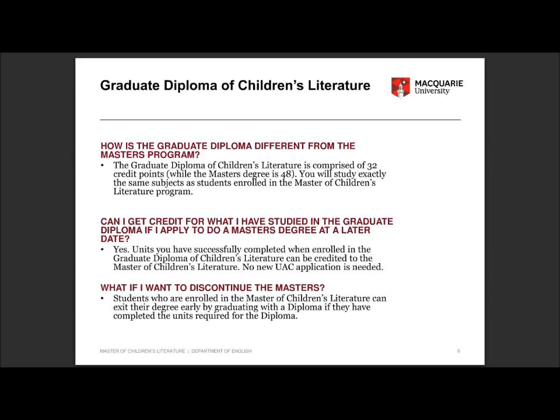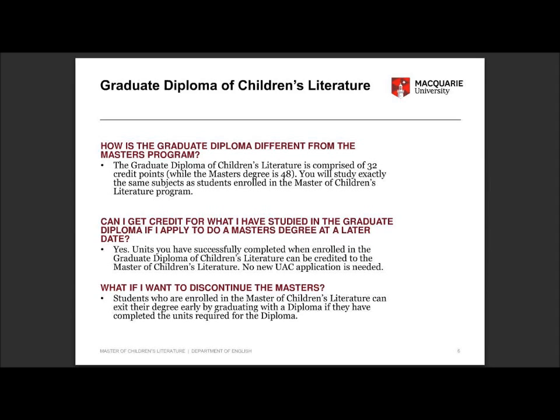So, connected to the Master of Children's Literature is the Graduate Diploma of Children's Literature. And the two are interrelated in that they're made up of the same subjects, but while the Graduate Diploma of Children's Literature is comprised of 32 credit points, the Master's degree is 48 credit points. And the two programs are designed so that students who decide to enrol in the Graduate Diploma of Children's Literature can, at the end, choose to articulate into the master's program. So it's a way of moving between the two.